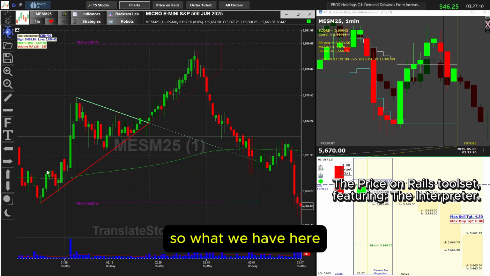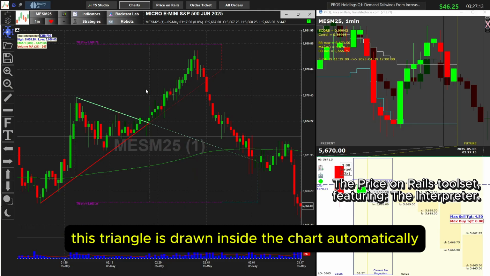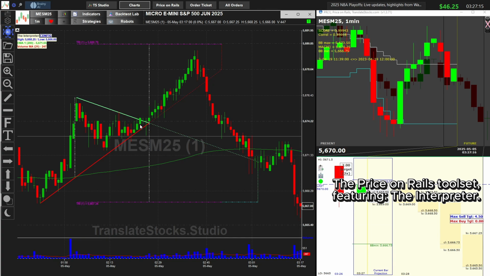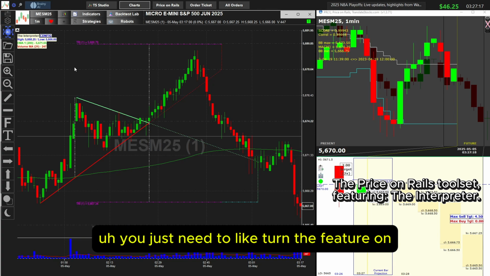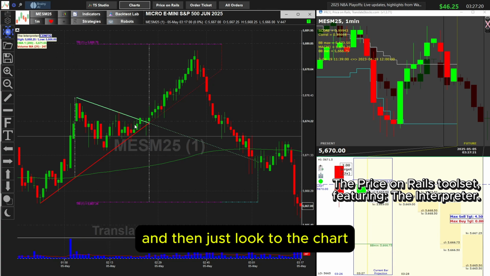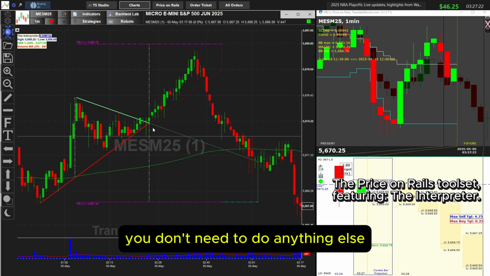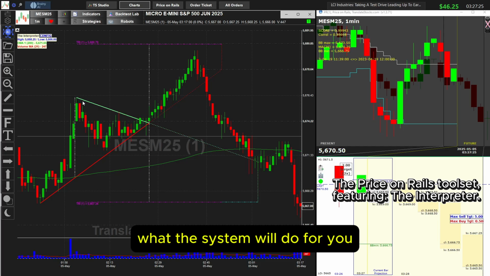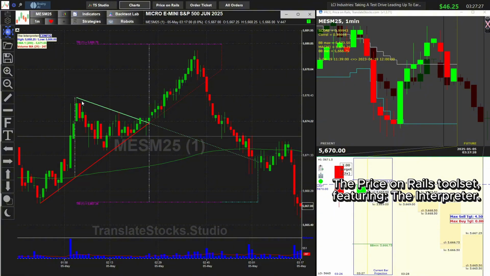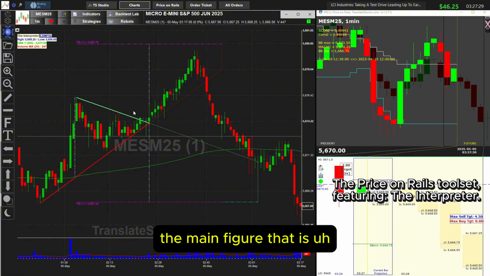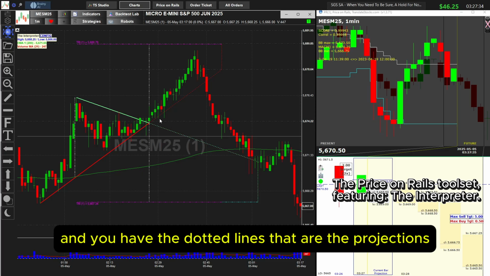So what we have here, this triangle is drawn inside the chart automatically. You just need to turn the feature on and then just look at the chart. You don't need to do anything else. What the system will do for you, it will draw the triangle, the main figure, that is the green and red lines, and you have the dotted lines that are the projections.